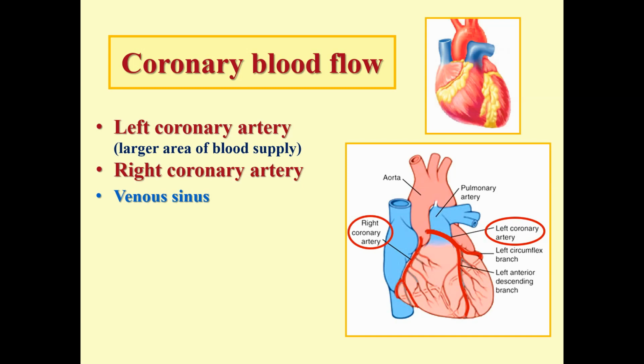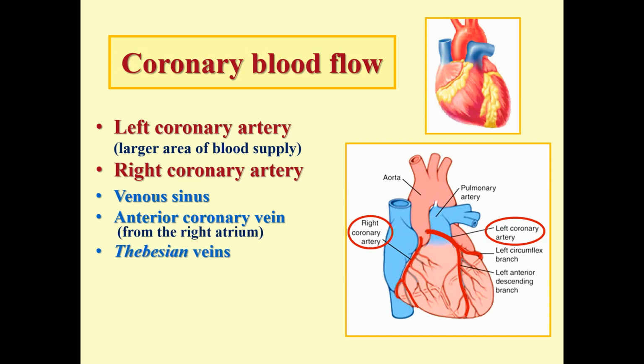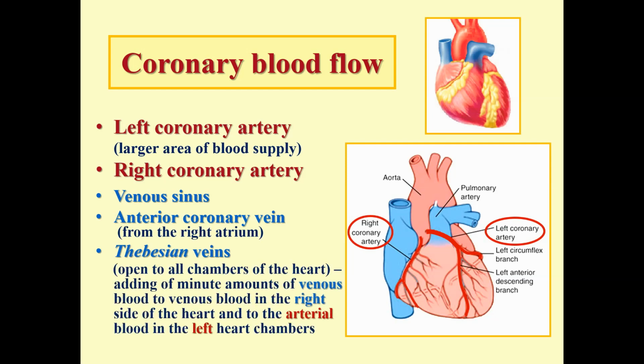Then veins: many veins join together to form the so-called venous sinus of the heart. It's not shown in the picture. And also there is a smaller anterior coronary vein. And also should be mentioned very small veins which are called Thebesian veins. These veins pass directly through the myocardium and open into the chambers of the heart.